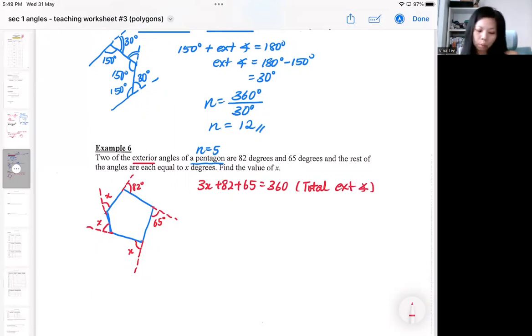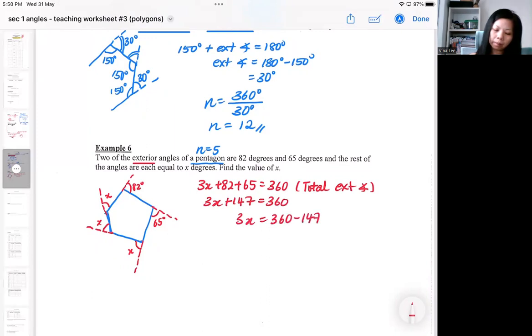So you do what your algebra normally tells you to do. Once you set it up, you just have to be careful with the algebra. So you subtract 147 on both sides. And then you divide by 3 on both sides. So x is 71. Okay, so sometimes it helps if you draw it out a little bit.